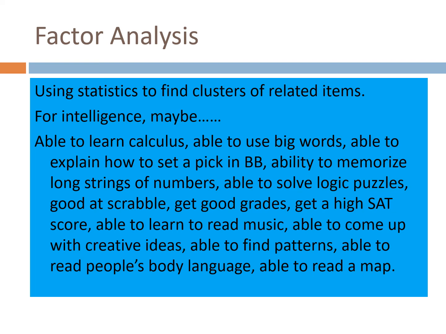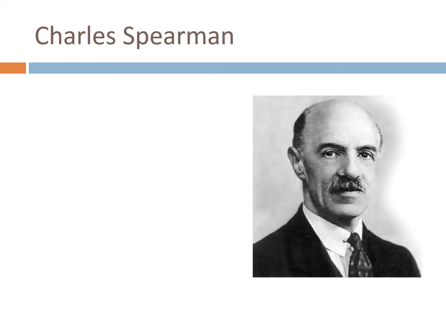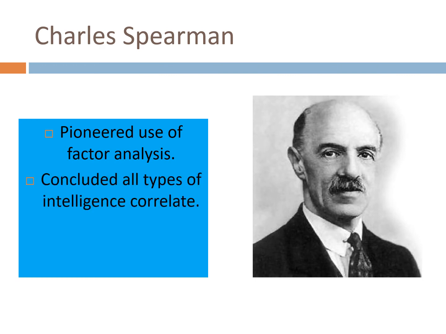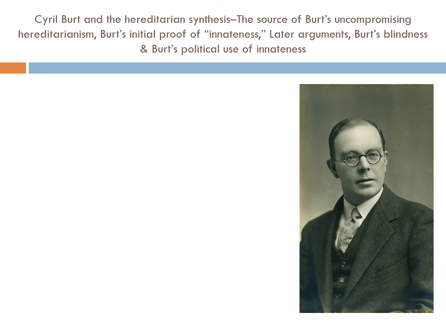The early pioneer of this factor analysis was a guy named Charles Spearman, and his work concluded that all types of intelligence correlate with one another. This really led to this notion of G, or what he called the general intelligence factor, right? And that G can be used as a singular, quantifiable measure of intelligence. So Spearman's work really led to a rather uncompromising figure in Cyril Burt and his hereditarian synthesis, right?